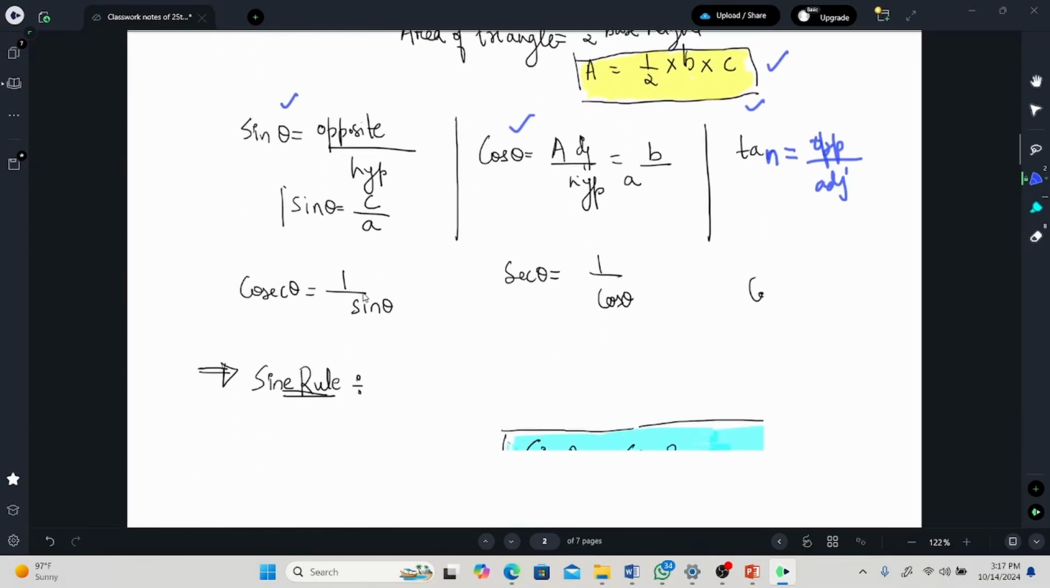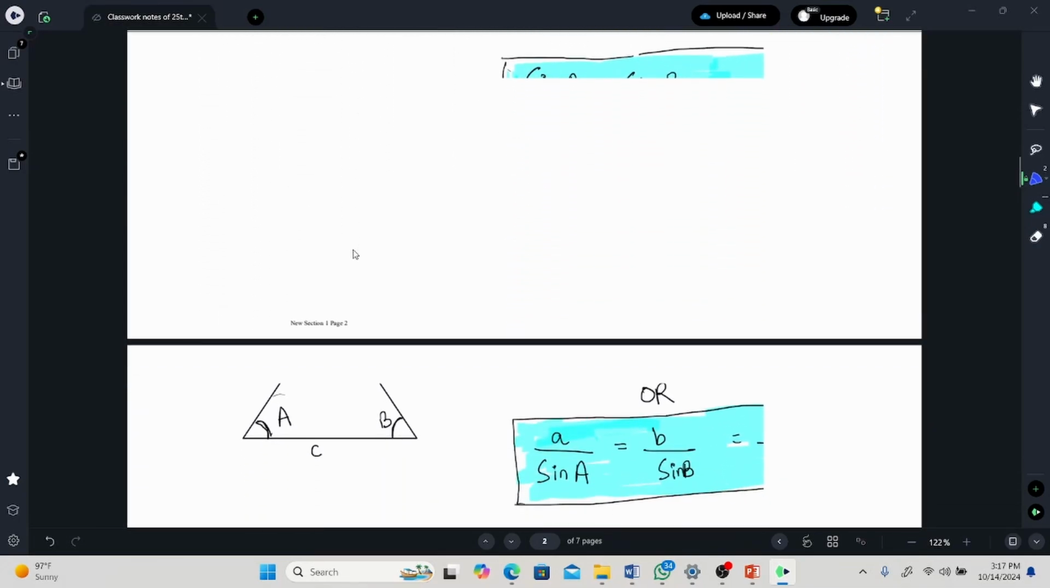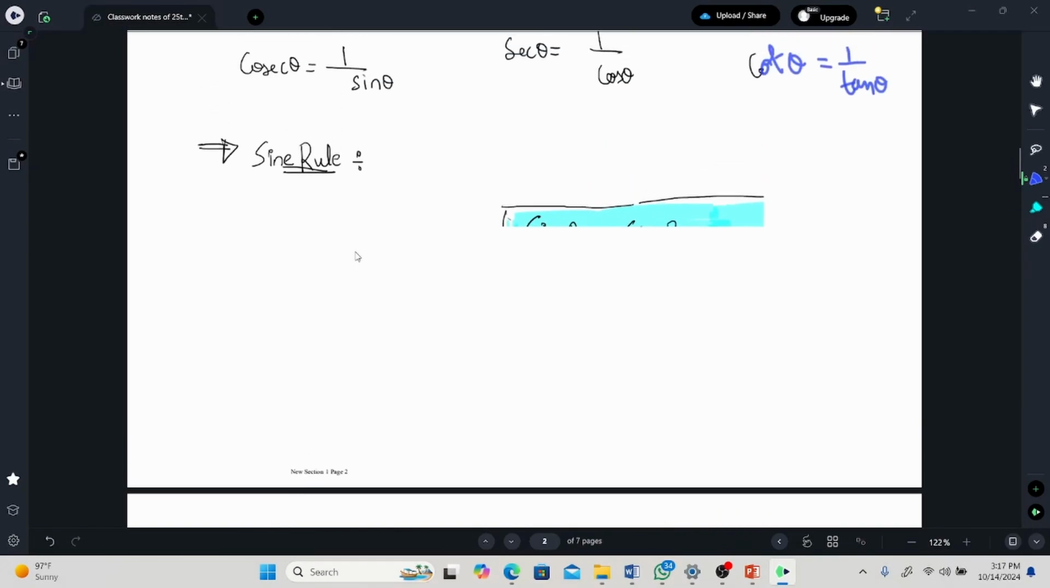Now cosecant theta is 1 by sine theta, sec theta is 1 by cos theta, and cot theta is 1 by tan theta. So next is your sine rule.